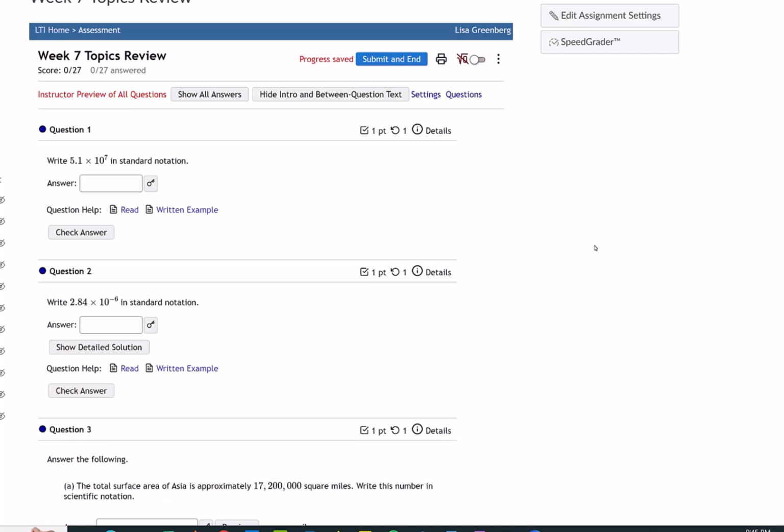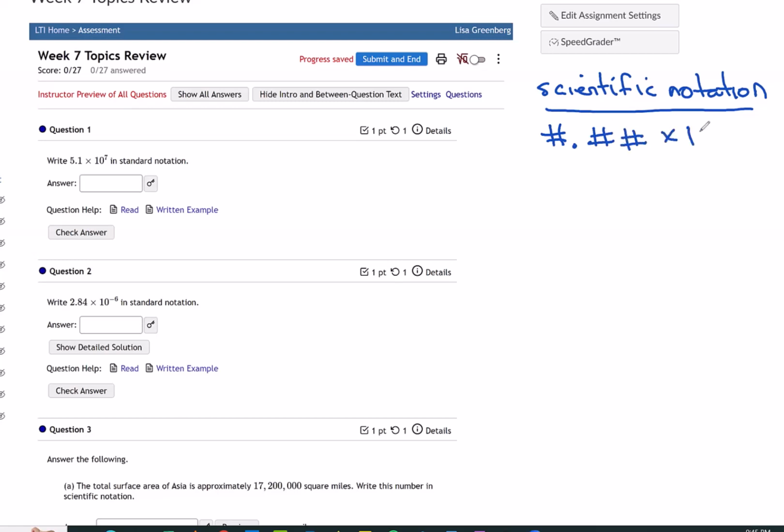Hi, everybody. Today we're going to talk about scientific notation. Scientific notation is always of the form a number, decimal, and then however many numbers you want after that, times 10 to some power. It always has to be in this form if it's in scientific notation. Let's look at a problem.